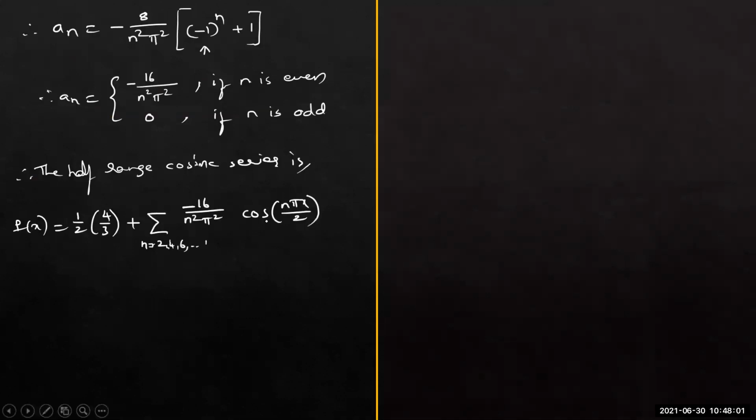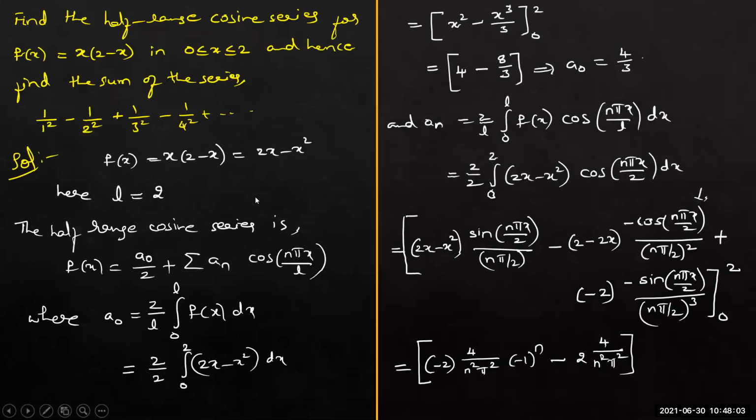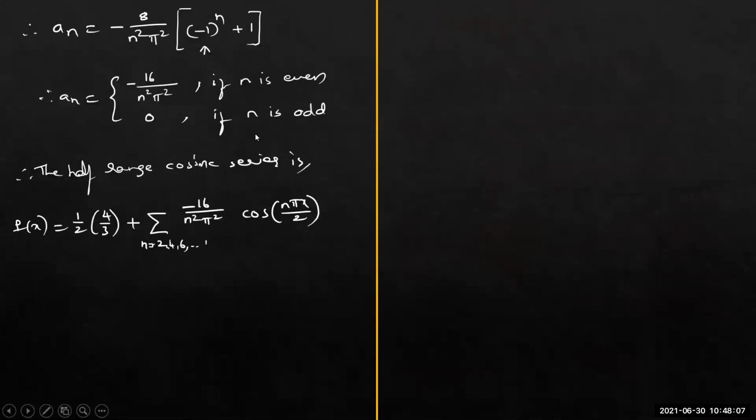Now see, this is actually the half range cosine series, but you're also asked to find the value of this series, right? So for getting such a series, I'm elaborating the series here. For different values of n, I'm writing the different terms here. What is actually f of x? The function you are given is x into 2 minus x. So it is x square minus 2x. Am I correct? Sorry, 2x minus x square.